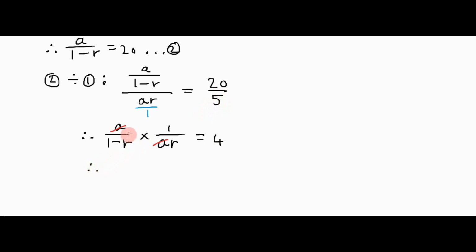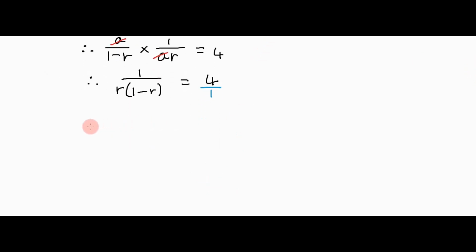On the left-hand side now there's a 1 left over here. So 1 times 1 is 1, just multiplying the numerators, and then 1 minus r times r, multiplying the denominators. So this equals 4. And the right-hand side I'm going to write as 4 over 1. Now we can cross multiply. So r times 1 minus r times 4 equals 1 times 1.